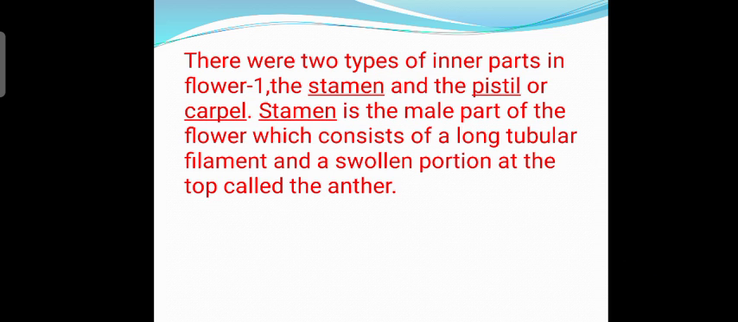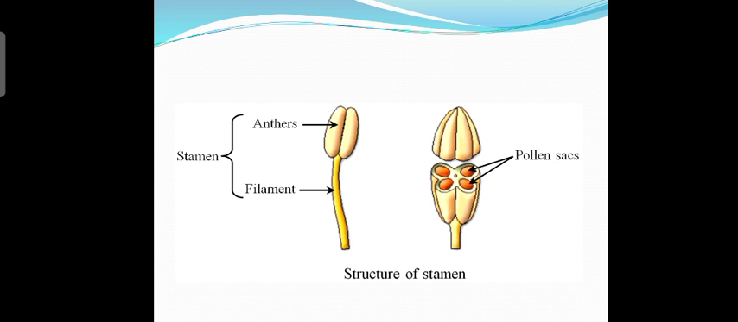So let's see. There were two types of inner parts in flower 1, the stamen and the pistil or carpel. Stamen is the male part of the flower which consists of a long tubular filament and a swollen portion at the top called the anther. This is the structure of stamen. Stamen consists of a tubular structure, the filament, and the swollen part at the top, the anther. And the second picture is showing the inner view of anther.